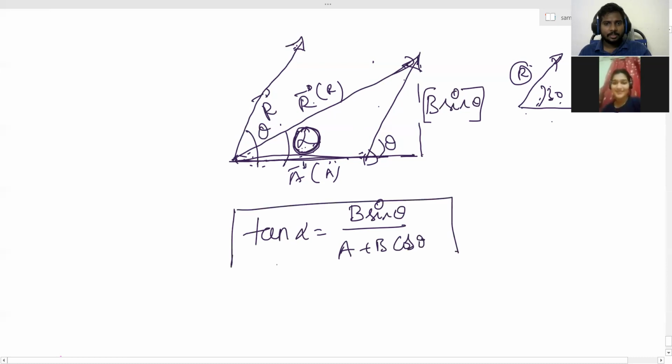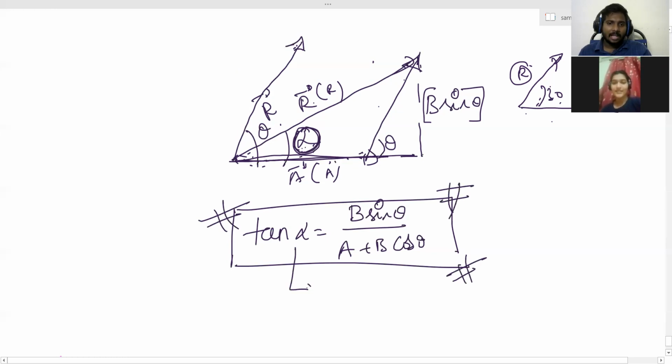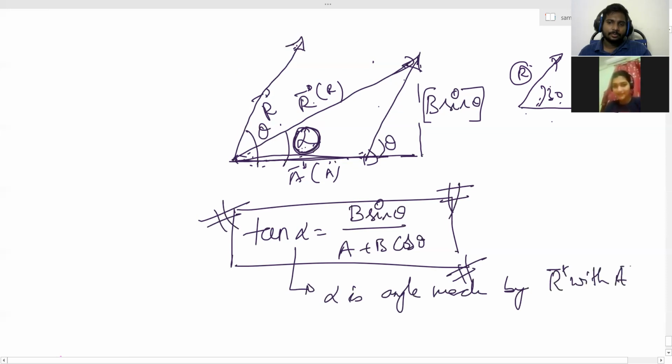Do you have the NCERT textbook with you? You can check these formulas. It's quite important. Then this is what alpha is: the angle made by R vector with A vector. Okay.